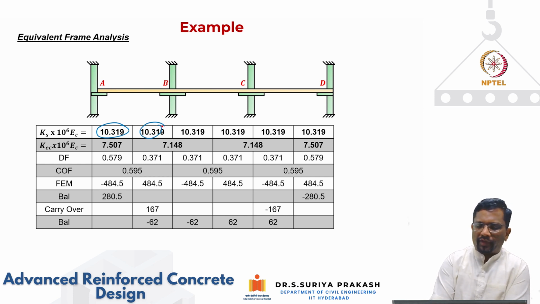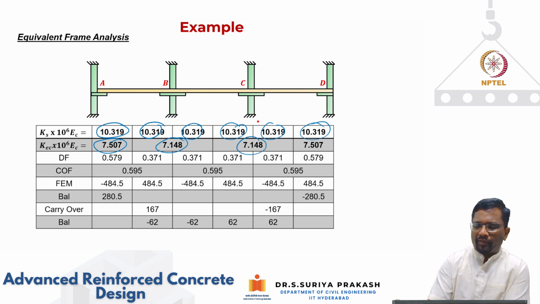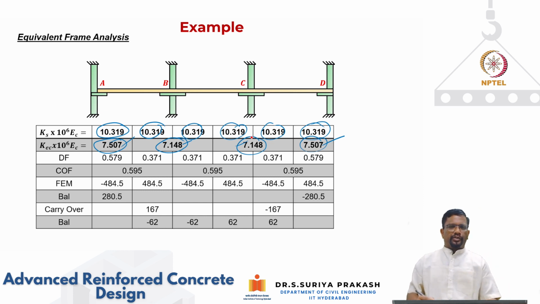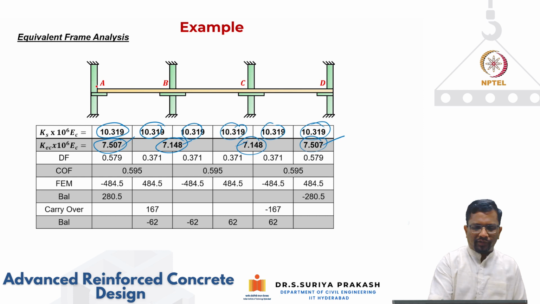Similarly, everywhere it is the same because of the same stiffness parameters, right? And similarly, equivalent column stiffness is 7.507 into 10 to the power of 6 EC. For this one, it is 7.148. The interior ones are going to be the same, and the exterior ones are going to be the same. So exterior ones this and this, interior one this. Now similarly, distribution factor can be calculated as 0.579 for this joint. Okay, and we are looking at only this.